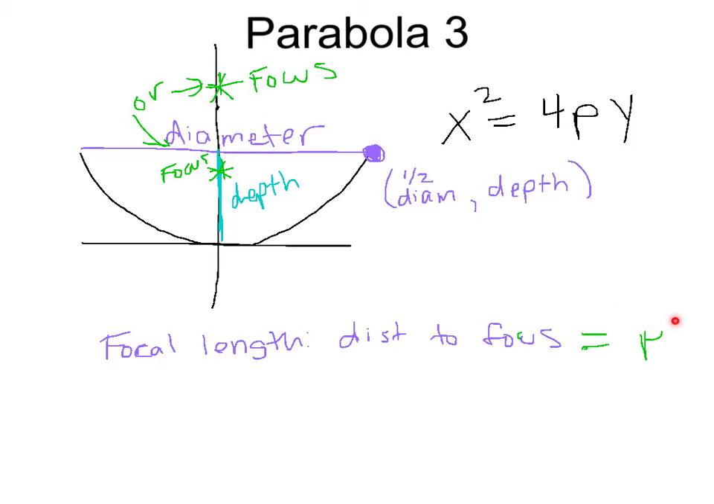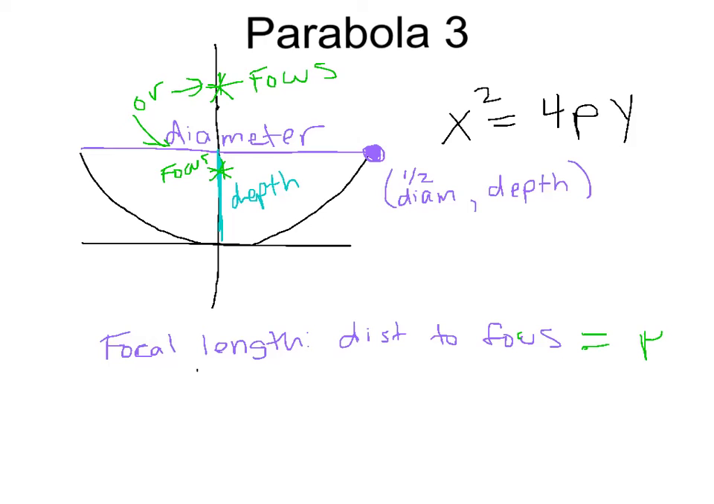Sometimes it'll give you p, the distance to your focus, and it's going to ask for the depth. Then you'll plug in half the diameter for your x value. You'll plug in your focal length, your p value, for p, and then you're going to solve for y, which is your depth. All of this still holds true if your graph is turned on its side.